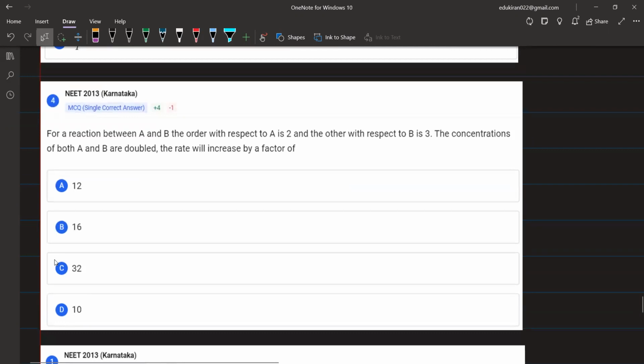ना इस तरह के सवाल आ जाए तो बहुत अच्छा, आपके लिए बहुत आसान सवाल होते हैं. For a reaction between A and B, the order with respect to A is 2 and the order with respect to B is 3. The concentration of A and B both are doubled. The rate will increase by a factor of what?